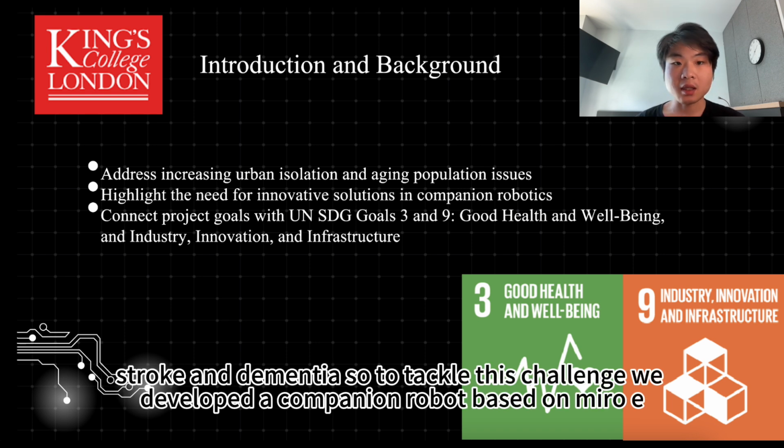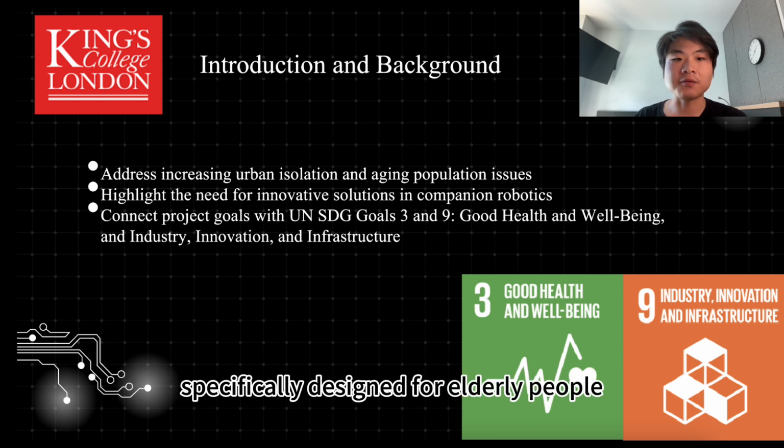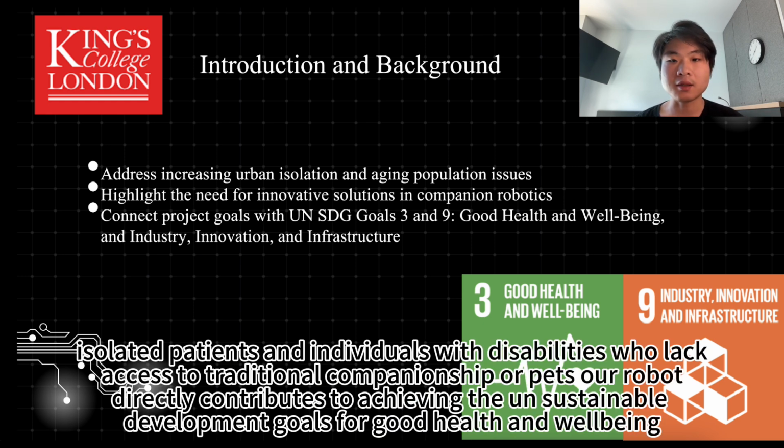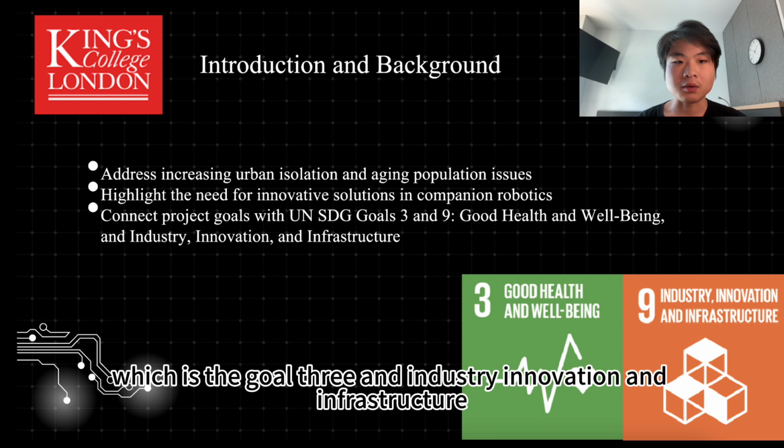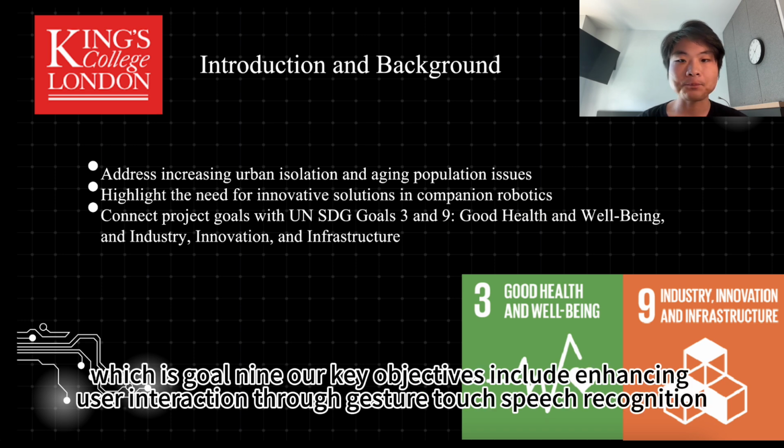So to tackle this challenge, we developed a companion robot based on Mirror E, specifically designed for elderly people, isolated patients, and individuals with disabilities who lack access to traditional companionship or pets. Our robot directly contributes to achieving the UN Sustainable Development Goals for good health and well-being, which is Goal 3, and industry innovation and infrastructure, which is Goal 9.